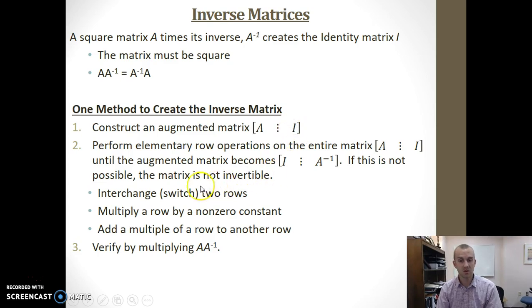And what I'm going to do is use those elementary row operations and slowly turn the left side into the identity, and the right side will then be my inverse. So again, I can interchange rows, I can multiply a row by a non-zero constant, and I can add a multiple of one row to another. Those are the 3 operations I can do.